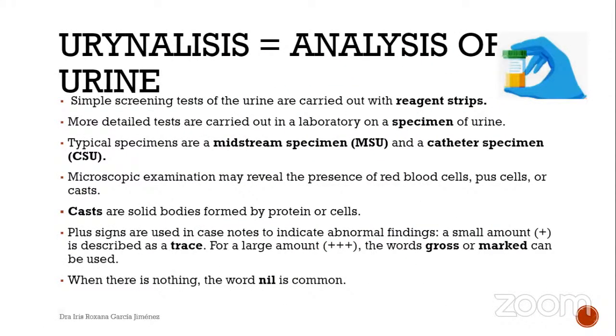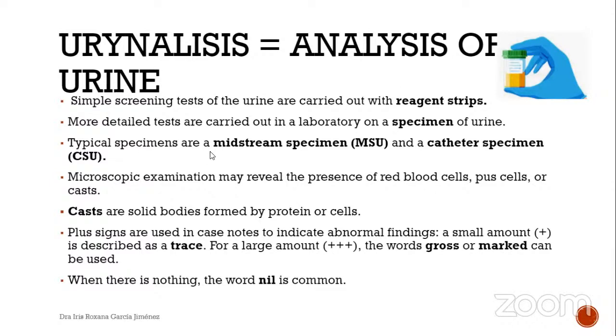One of the most important things we take into account is the urinalysis, or the analysis of urine, right? Simple screening tests of the urine are carried out with reagent strips. I mean, we get the sample of urine like this, and we introduce the reagent strips, and according to the color, we can check how acid it is, right? More detailed tests are carried out in a laboratory on a specimen of urine. This is the specimen of urine. We take a little bit of this and we evaluate it in detail.